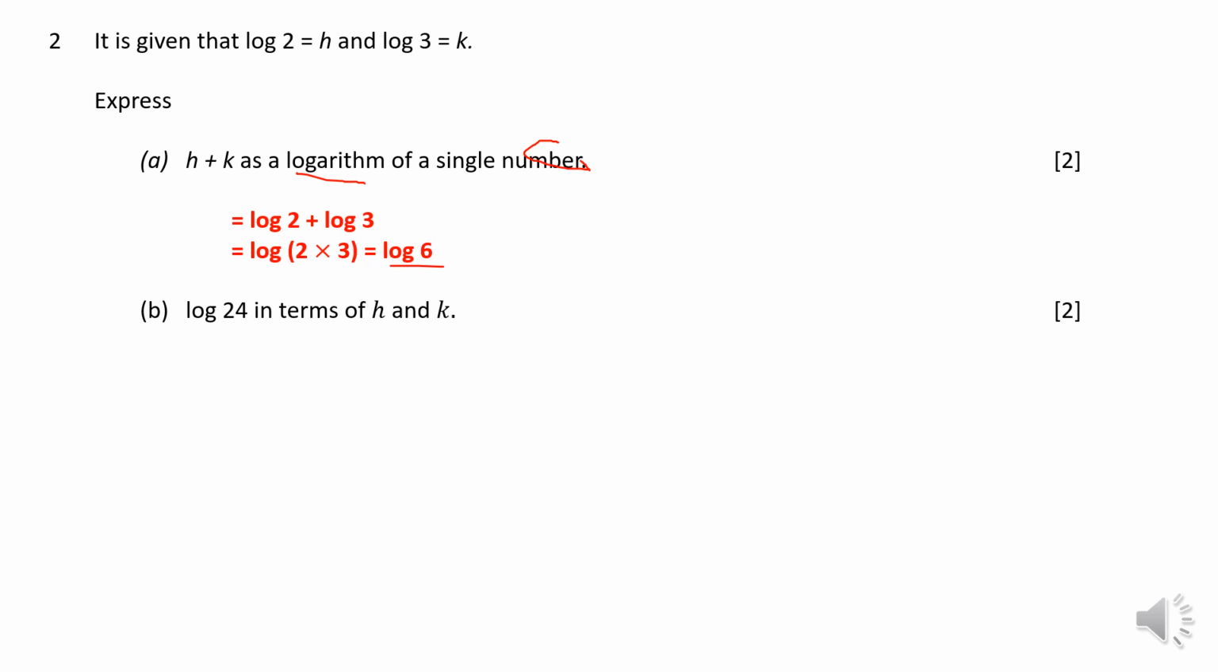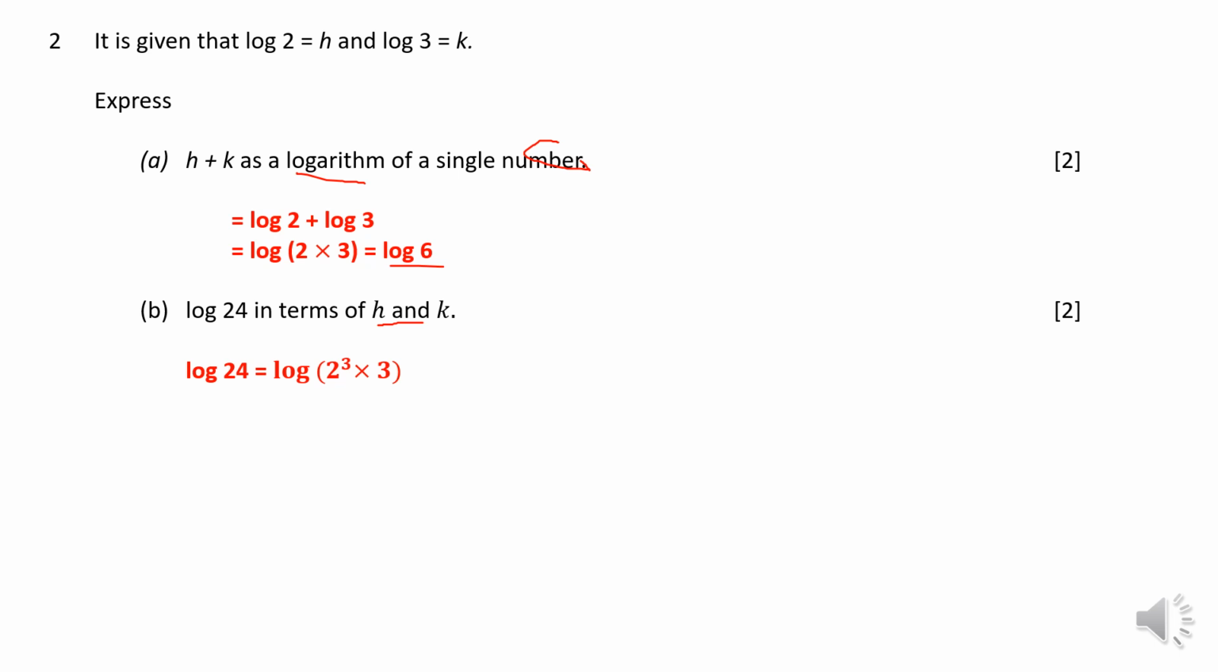So that is what we're talking about here. Now, part B is a little bit different. It says you're supposed to express log 24 in terms of h and k. It means your answer should contain h and k. If we were saying "and/or", then it means either one or both. But here, your final answer should contain h and k. So my first step is to write 24 in prime factor form.